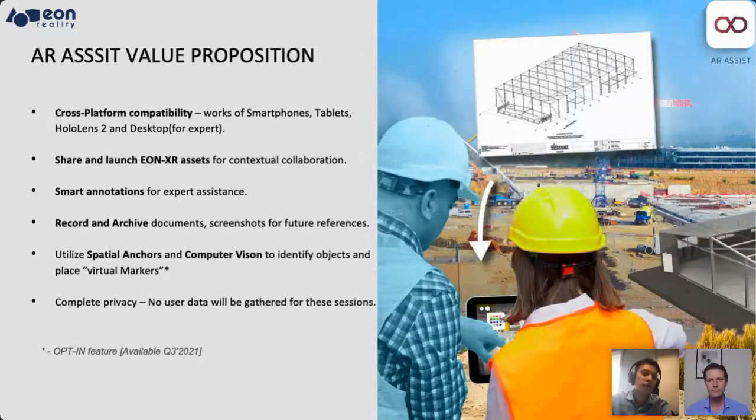And we also offer opt-in services such as spatial anchors, where if you want to save the information in your real location, you can do that. And we also have computer vision to do automated detection of objects, all thanks to the platform features of the new version.